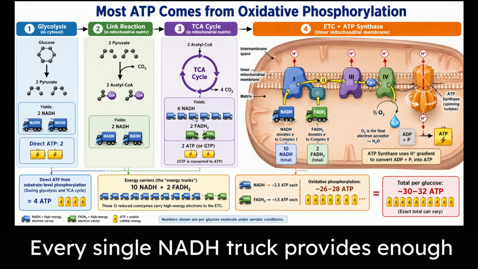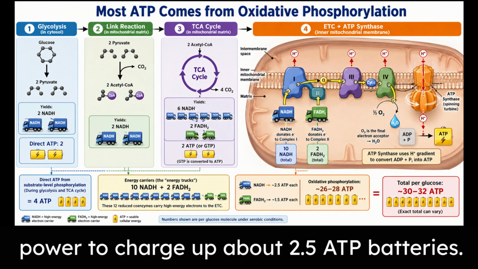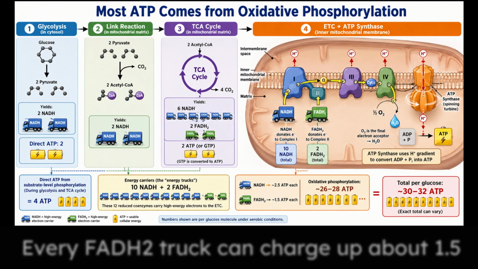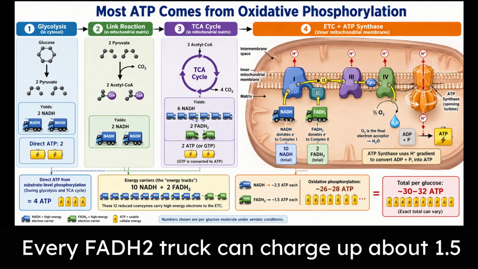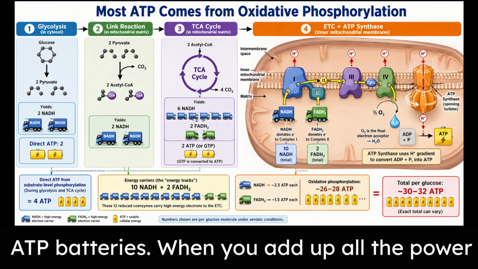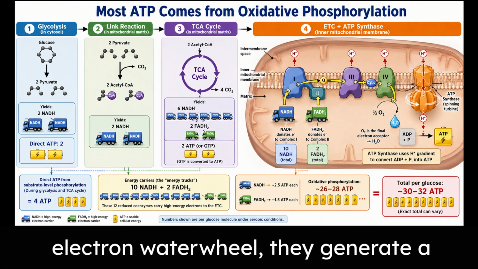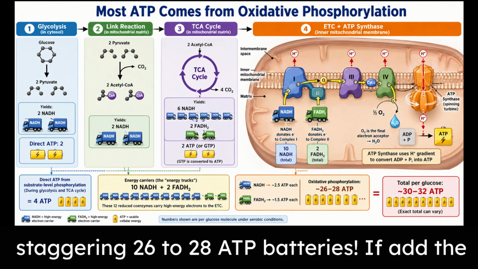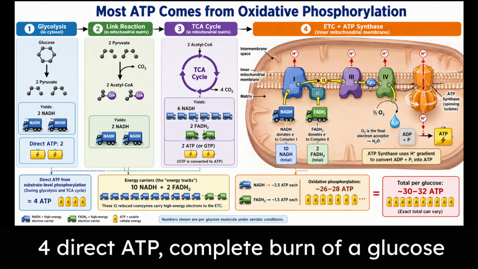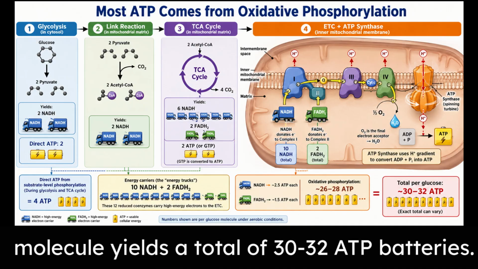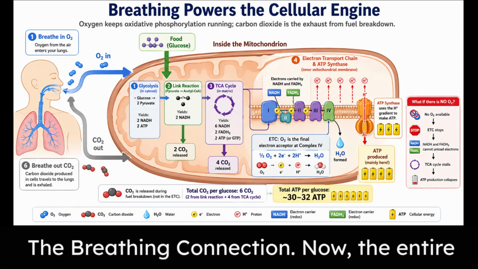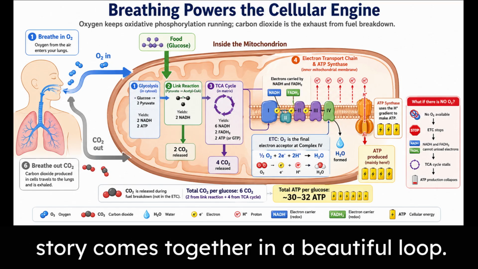Every single NADH truck provides enough power to charge up about 2.5 ATP batteries. Every FADH2 truck can charge up about 1.5 ATP batteries. When you add up all the power from those 12 delivery trucks inside the electron water wheel, they generate a staggering 26 to 28 ATP batteries. If we add the 4 direct ATP, complete burn of a glucose molecule yields a total of 30 to 32 ATP batteries. The breathing connection. Now, the entire story comes together in a beautiful loop.